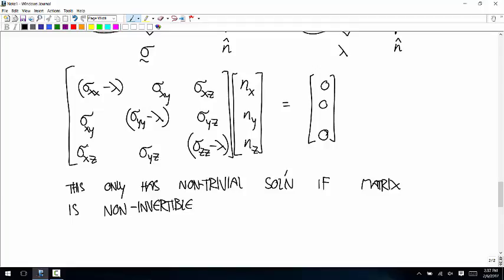And the matrix is non-invertible if the determinant is equal to 0. Okay, so what we're going to do is calculate the determinant of this matrix, set it equal to 0, and find the values of sigma xx, sigma yy, sigma zz. Well, no, sorry. We're going to find the values of lambda, and then this outward-facing normal vector that set the determinant equal to 0. Okay.